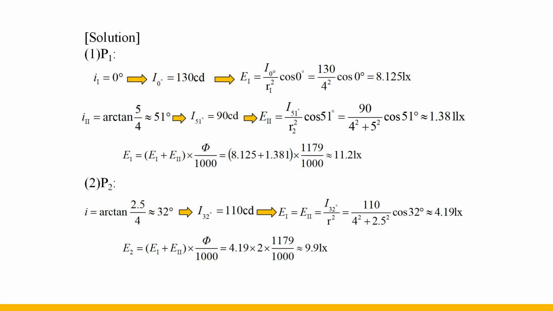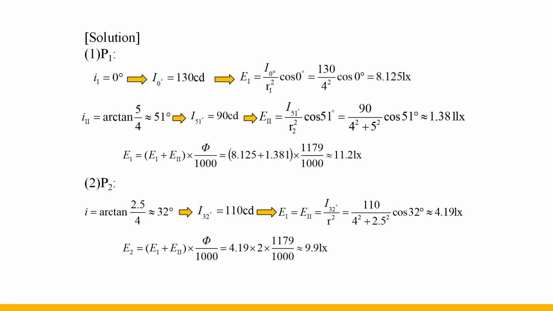First, find the illuminance at point P1. The normal line of point P1 is vertically upward, which coincides with the light of lamp 1. Therefore, the angle I of lamp 1 at point P1 is 0 degrees. According to 0 degrees, the luminous intensity is equal to 130 candela, and R1 is 4 meters, and E1 is obtained equal to 8.125 lux.